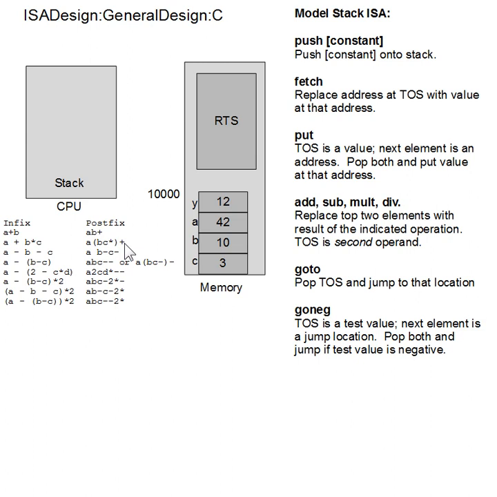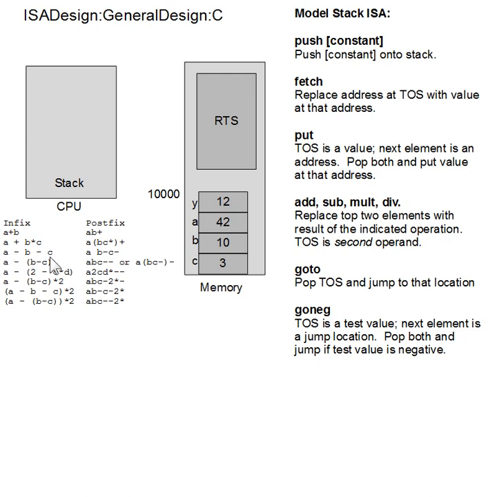We could have just written A B C star plus, because the only way to interpret that postfix expression is to apply the star to the B and the C as operands, and then to apply the plus to the A and the result of B C star. Here are a few more examples to illustrate postfix notation.